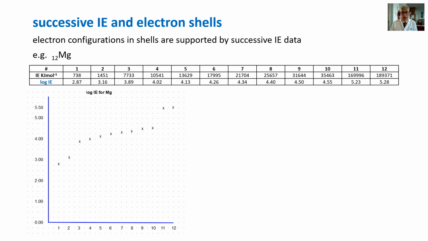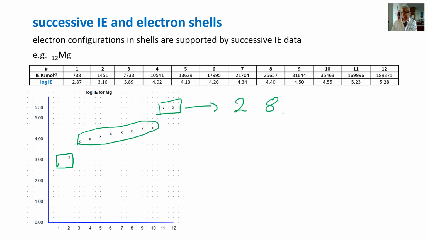Now, you can see here that we have a group of 2 electrons that are relatively easy to remove. Then we have a group of 8 electrons that are not so easy to remove, and then we have 2 electrons that are very difficult to remove. So we reflect that as the 2 electrons closest to the nucleus, then 8 electrons at a shell further from the nucleus, and then the outer shell contains 2.